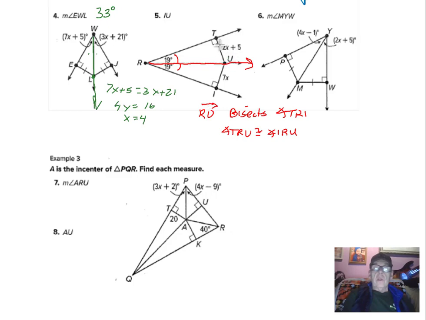Also, TU segment is congruent to IU segment, because a point on an angle bisector is equidistant from the sides measured along the same angle, which in our case is a perpendicular. So 2x plus 5 is equal to 7x. Take 2x away from both sides, 5 is equal to 5x, x is equal to 1. It wants us to find the length of IU. IU is 7 times 1, or 7. So to the next one.